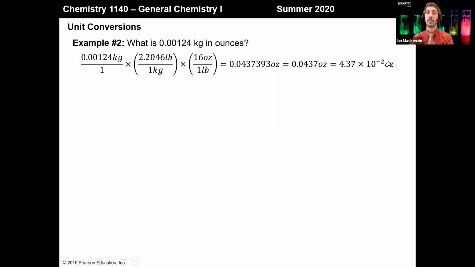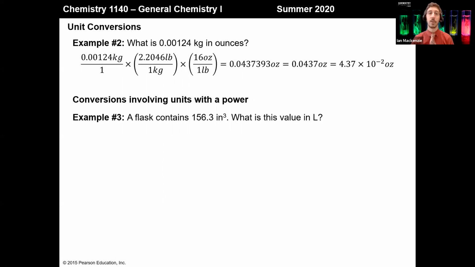I can also write this in scientific notation. So you may want to go back and review how to do scientific notation, but I could write this as 4.37 times 10 to the -2 ounces. Now, what if I'm doing a conversion that involves a unit that has a power, something like meters cubed, or in this case, inches cubed?